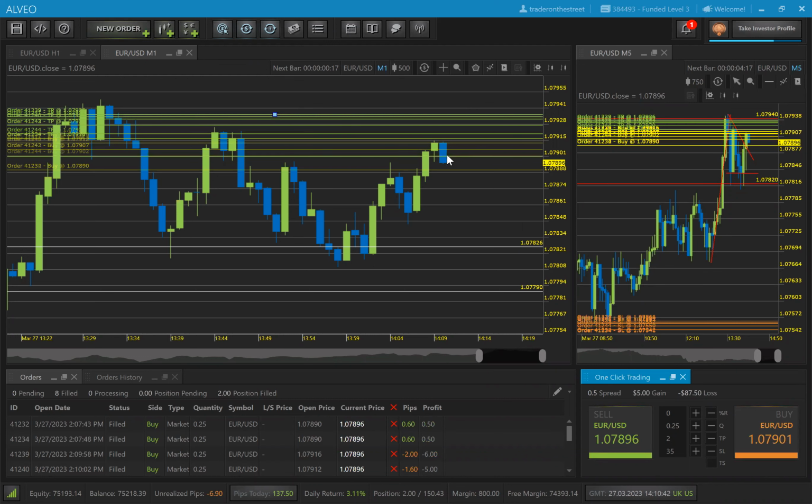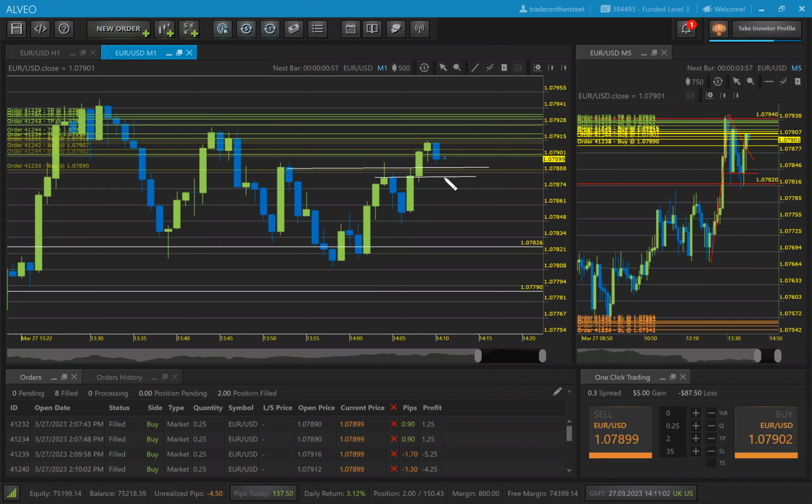Kind of weakening up here. Going to come back and test. So this is okay as long as it comes back and just tests. That's fine, no worries. Either there or even right there. So pull back into that line is fine. Pull back into that line, still fine. A break of this really starts to weaken and break down the pattern.